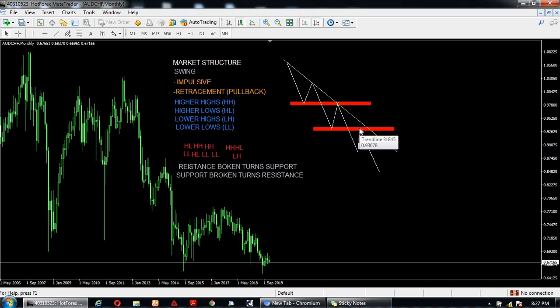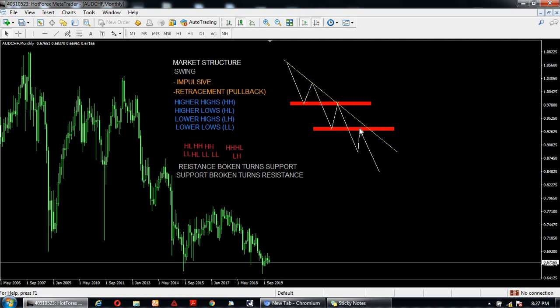So yes, we say the market moves in swing. If price wants to go up and it's an uptrend, price does not just move all the way up. Price moves up for a while, comes back a little bit down to move much further to the upside again.